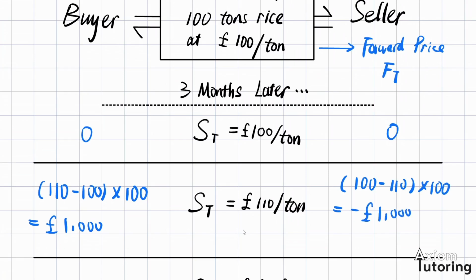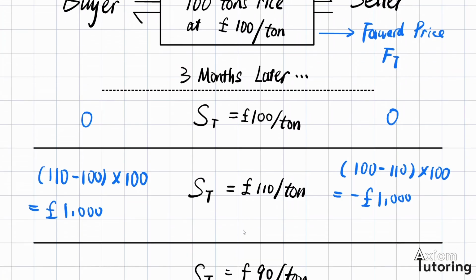£1,000. As we can see here, the gain for one side is exactly the loss of the other side, right?